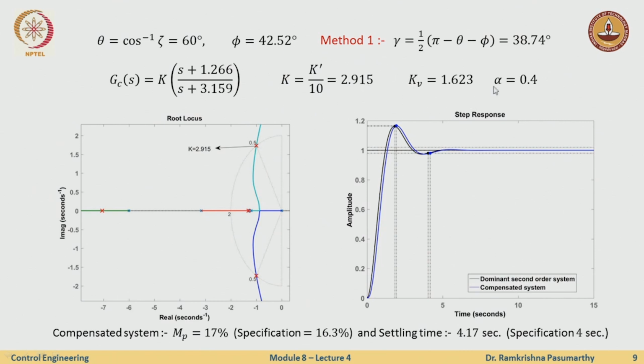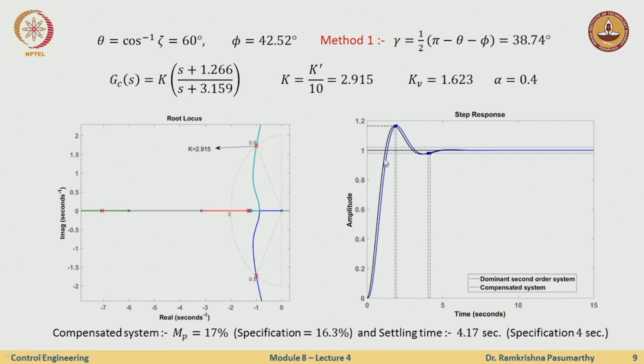Okay, now what is the impact of this on the steady state error? Well, if I look at substituting alpha as 1 over beta and computing the steady state error, I get kV is 1.623. Okay, so let's first look at how the compensated system step response looks.